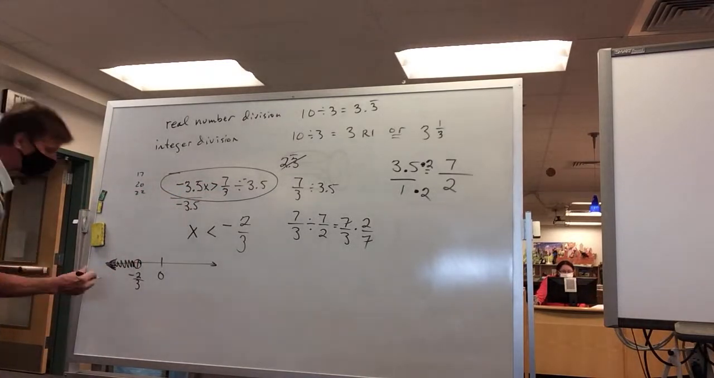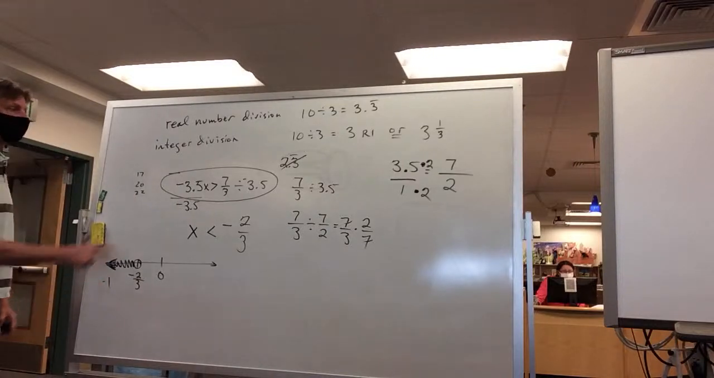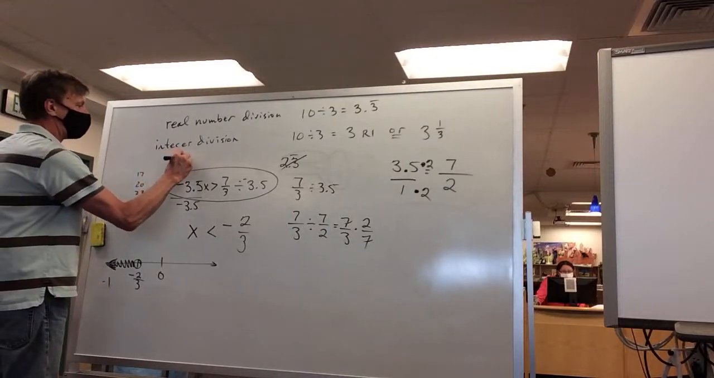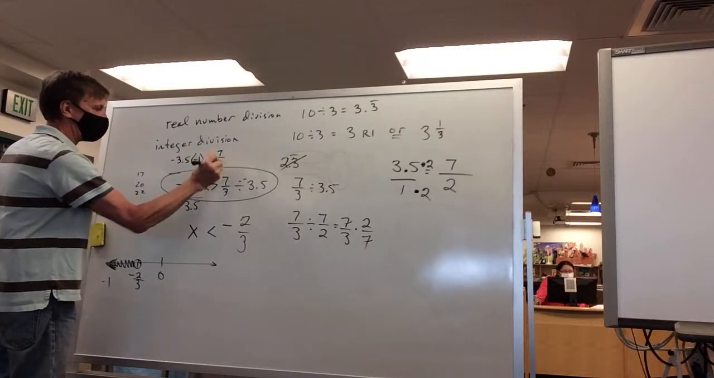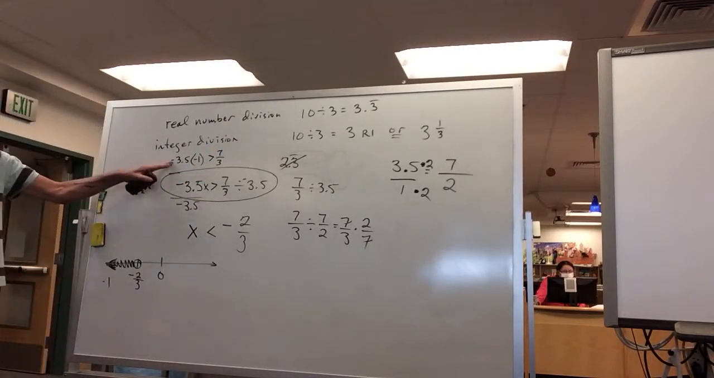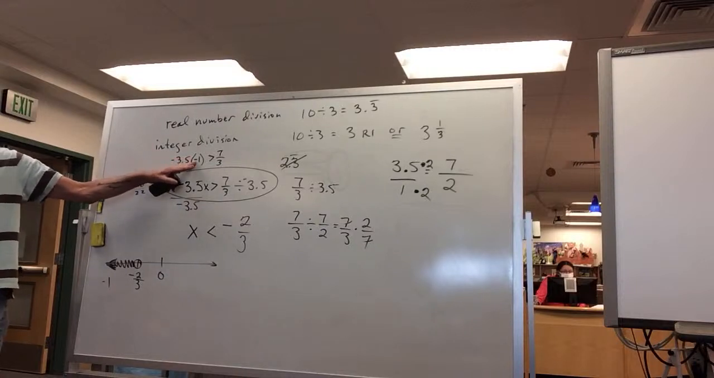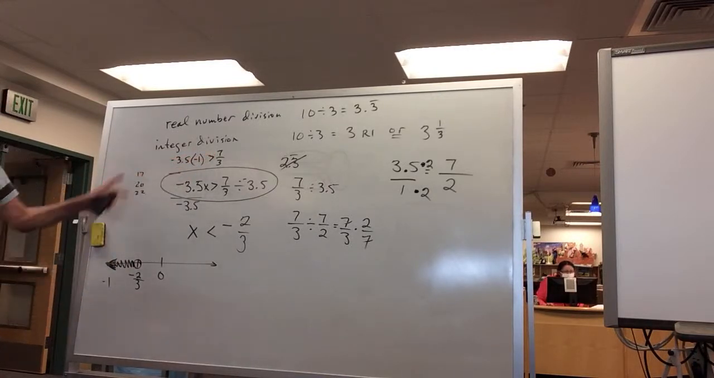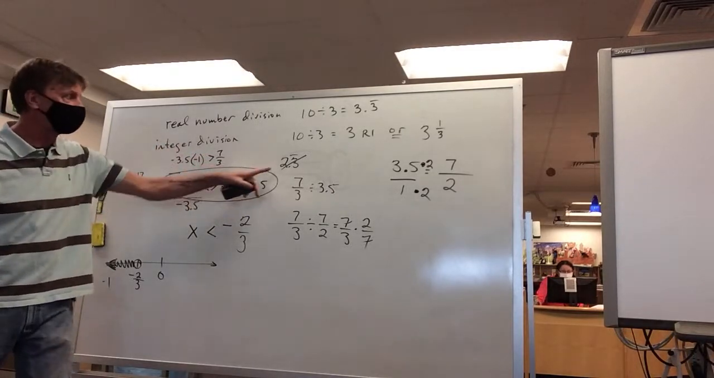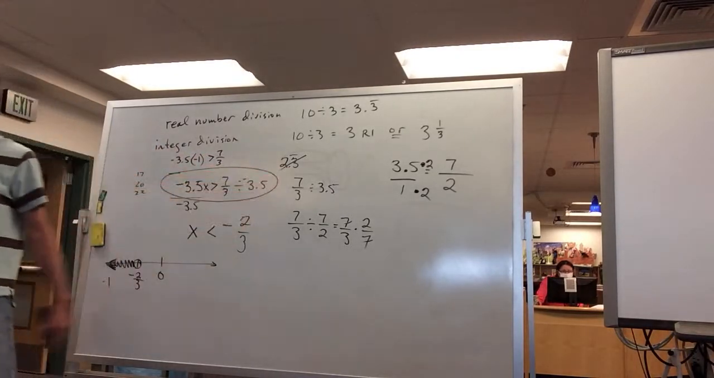You could also say, well, I'm going to check -1. So you have -3.5 multiplied by -1. Is that greater than 7/3? Negative times a negative is positive, so that's 3.5. Is that bigger than 7/3? Yes. Because we said 7/3 somewhere was 2 1/3. So yeah, that works.